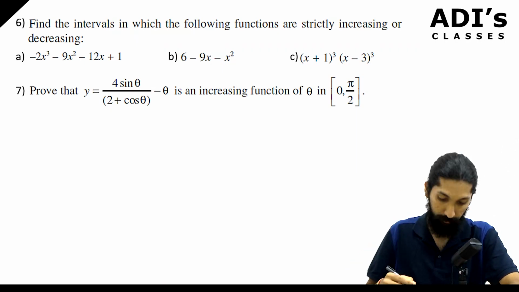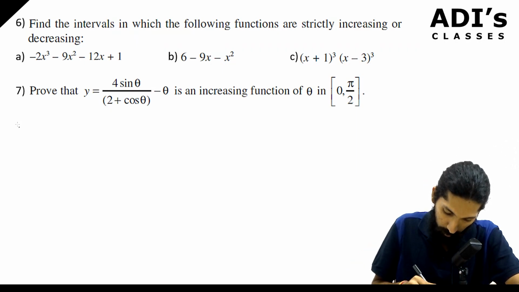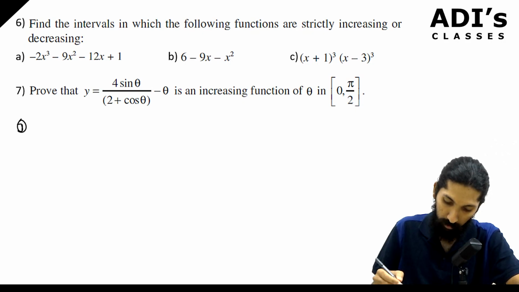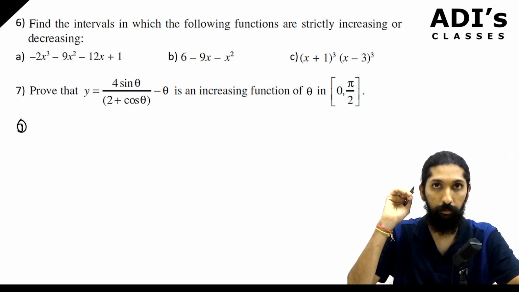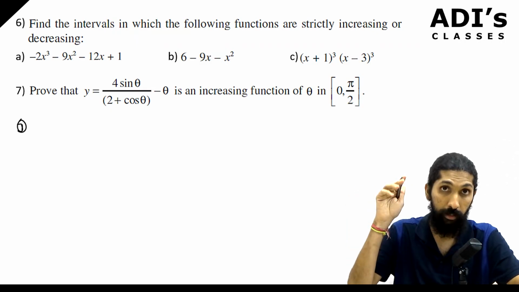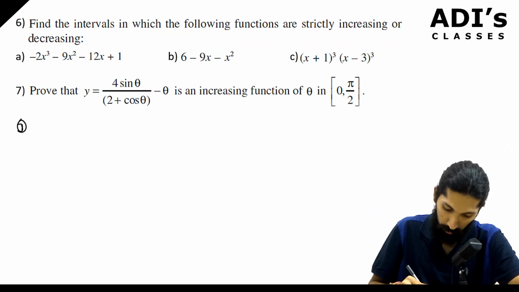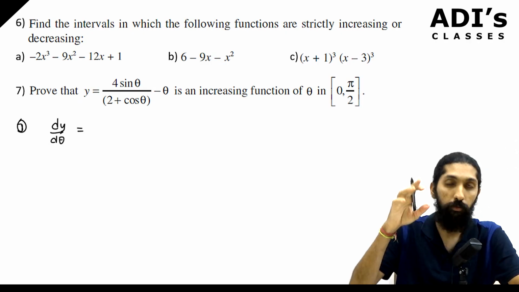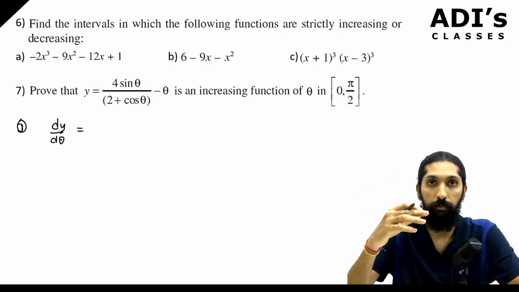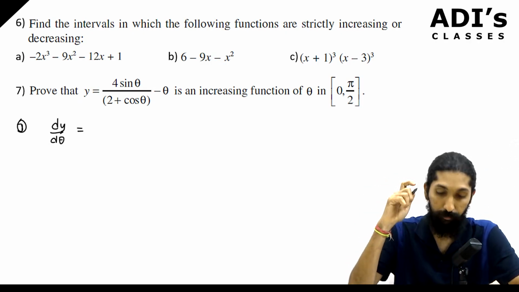See the 7th one. You have to prove that this function is increasing from 0 to pi by 2, where 0 and pi by 2 are included, right? So we do dy by d theta. When you do this, guys, you have to apply the quotient rule.